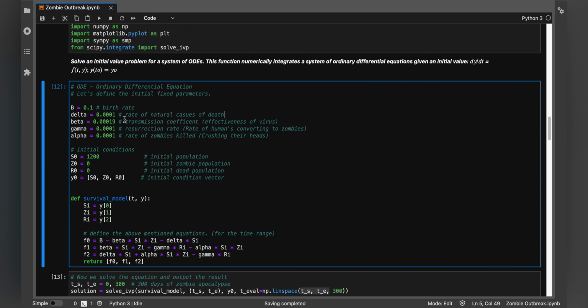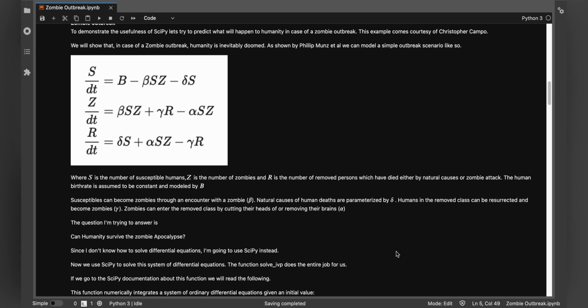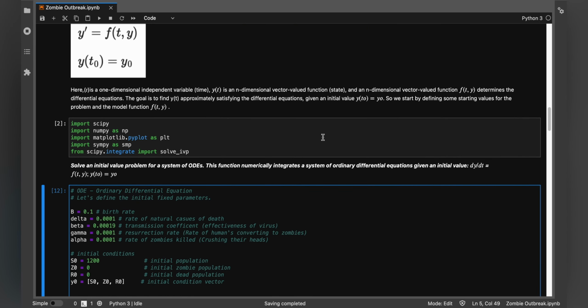Basically I have written it very smoothly here, with the rate of natural death and all. So you can have a look at this. After getting familiar with this theory part, we are going to jump to the coding now, okay?